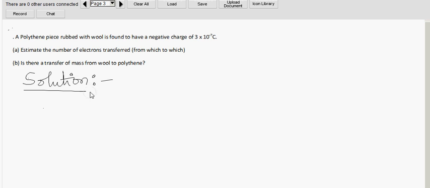In the last class we have seen that when two bodies are rubbed together, the electron gets transferred from one body to another body. So this problem is based on that. Recall the properties of electric charges. The charge is quantized. Because charge is quantized, we can always write charge Q is N into E. So this N is any integer. We can use this equation to find out the number of electrons transferred.